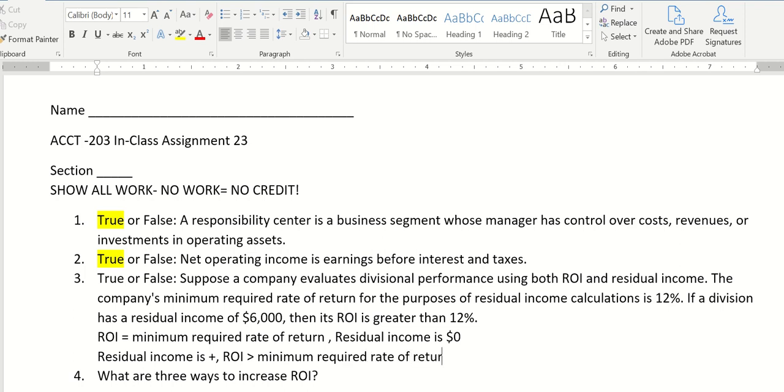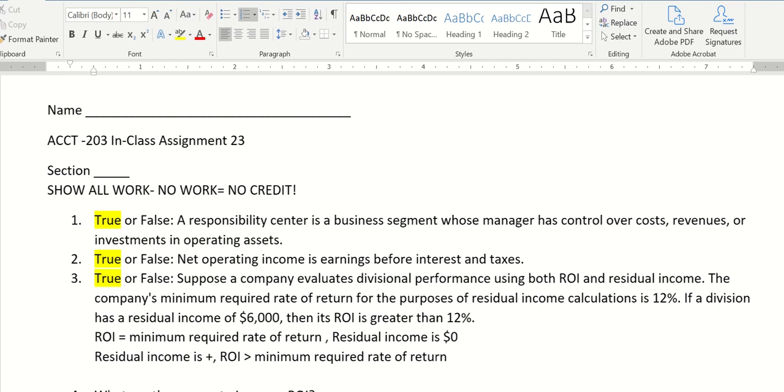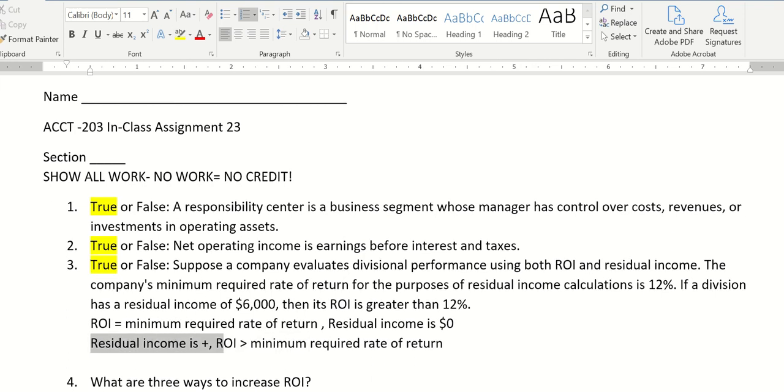And then in problem number 5, our ROI is going to be less than our minimum required rate of return, and so that will give us a negative residual income, or residual income less than 0. If we are not meeting our minimum required rate of return, then we shouldn't be investing. But over here we do have a positive residual income, so that must mean that ROI is greater than what we're requiring. So this is true. It's positive 6,000, so it's greater than the minimum required rate of return.